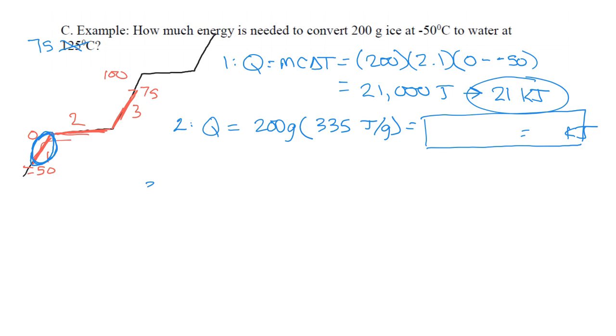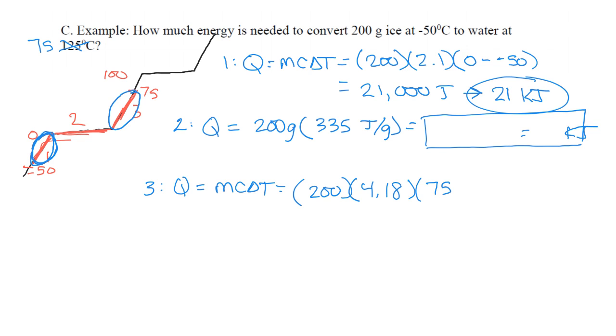And then for section number 3, we're going to do the same thing. Section number 3, I have a change in temperature, so I can use Q equals mc delta T. My mass is 200. My specific heat value, this is of liquid water, is 4.18. And my change in temperature, just for this section: my final temperature is 75, and my initial temperature in that section is 0. So that's going to give me 83,600 joules. That's 83.6 kilojoules.